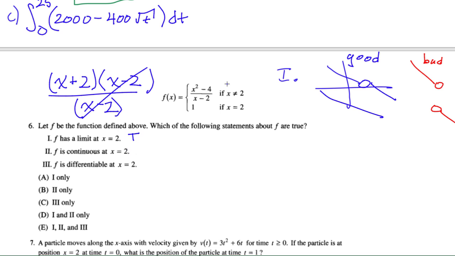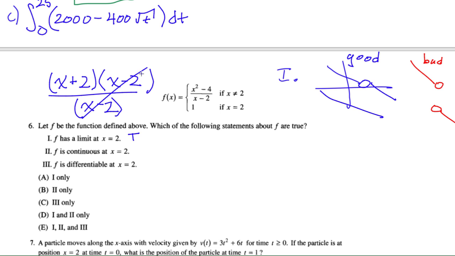This one is true because when I plug in 2, I get 4. When I plug in something slightly bigger than 2, I get slightly bigger than 4. When I plug in something slightly smaller than 2, I get something slightly smaller than 4. It approaches the same height. Wait, wait. Yes. If you plug in 2, it equals 4. F has a limit at x equals 2, so when I plug in approximately 2, my height is approximately 4 from both the left and the right.